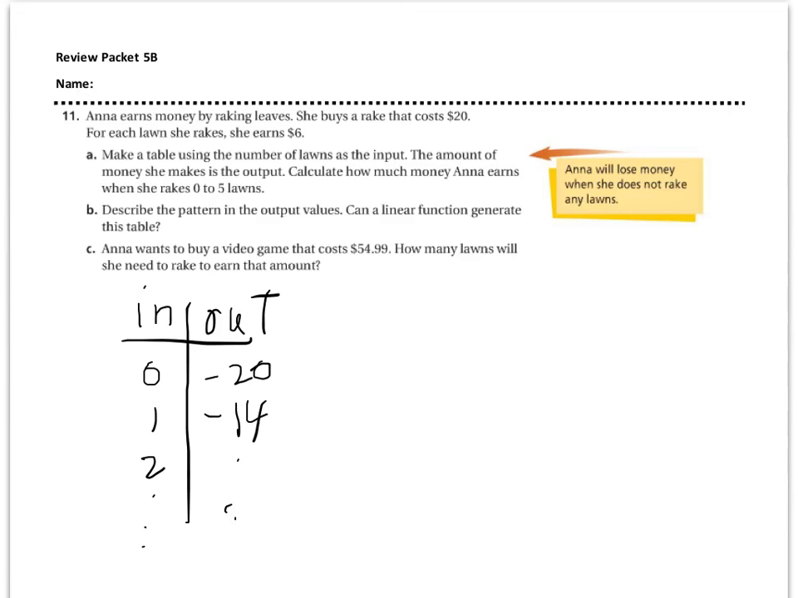And for C, you're going to apply that. Anna wants to buy video games that cost $54.99. How many lawns will she need? So once you get the rules, it's easy to find out. You don't have to extend the table until you get $55. But she needs $55, so I come up with the equation and then plug in the number in the right place, and you'll be able to find it very easily.